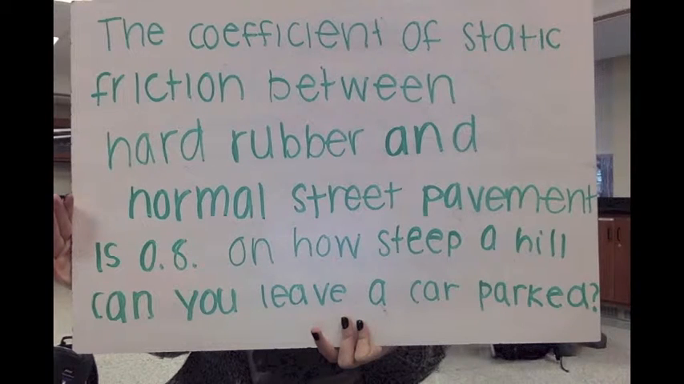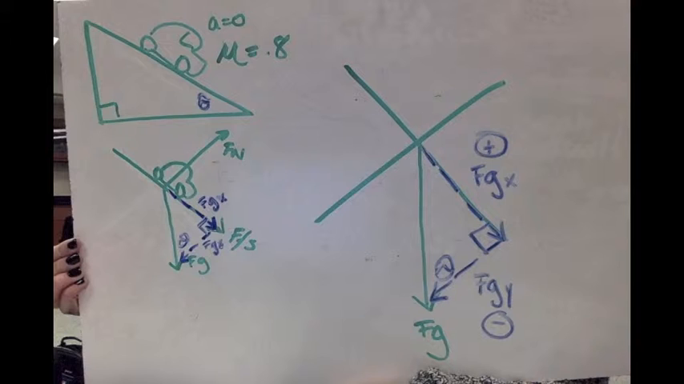So for problem 40, the question is: the coefficient of static friction between hard rubber and normal street pavement is 0.8. On how steep a hill can you leave a car parked? So the first thing you need to do is draw your free body diagram and the diagram for your angles.